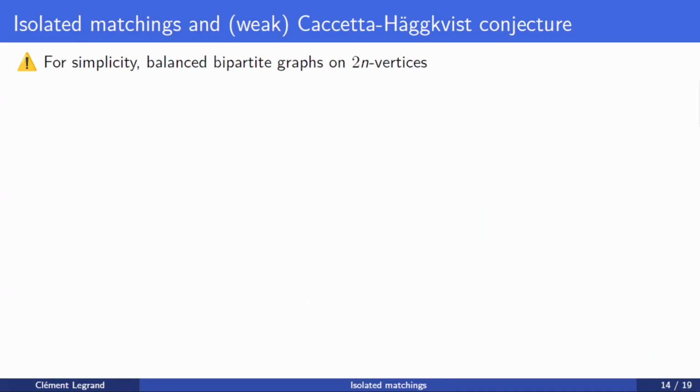And then there's this isolated matchings. And as I said, for isolated matchings, we were kind of surprised by what happened and what the threshold was. And so here we actually have some interesting connection with the Caccetta-Häggkvist conjecture. So here, just for simplicity, let me talk about balanced bipartite graphs instead of regular graphs or normal graphs, just because it makes the equivalence a bit nicer. But then I will very shortly discuss general graphs.